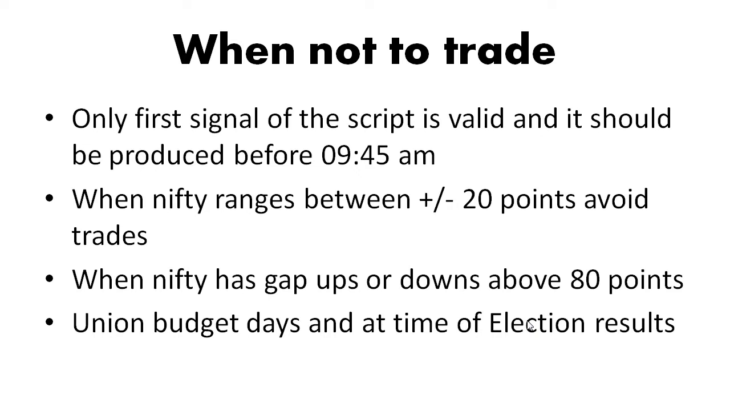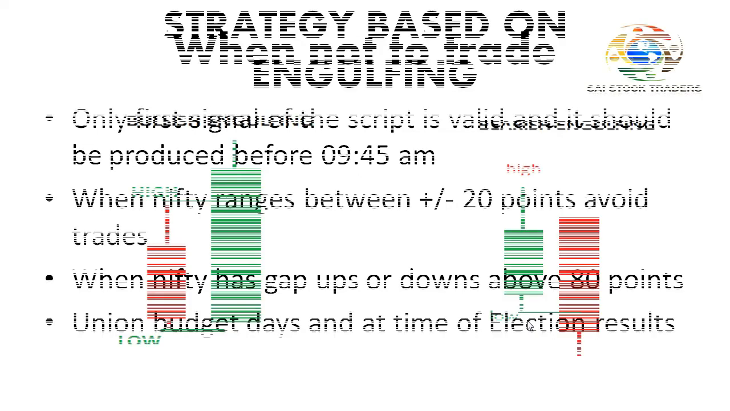So already if it has opened up 80 points gap up, it means there is a possibility of only 70 points to move again. So in those circumstances, the signals which are generated will not have much accuracy. We will not have much accuracy. So avoid those trades. Okay, are you clear? We can move to the next slide.